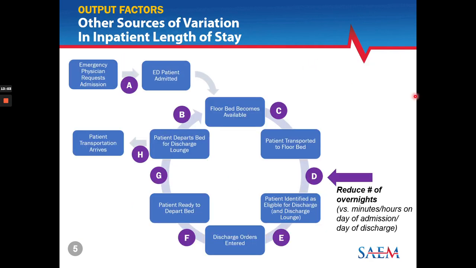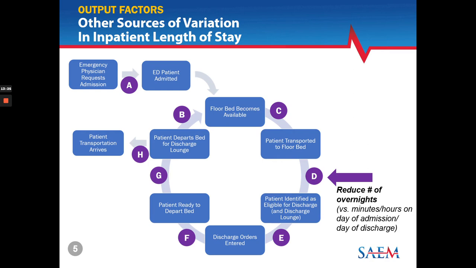This graphic is just to show all the points of intervention to get admitted patients upstairs from the ED faster. So point G represents having a discharge lounge, and that frees up that inpatient room faster for the next patient. Things like getting the inpatient room cleaned more quickly between patients, that would be point C. That would allow you to transport patients up from the ED faster as well.